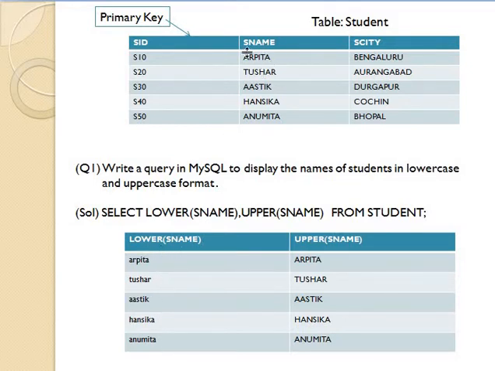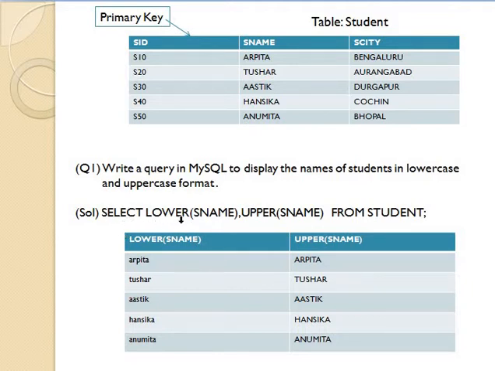So you can see for the first entry Arpita of the SNAME column of the table student, which is in uppercase format, the corresponding entry for Arpita under the lower of SNAME column of the output table is in lowercase or in small letters. So the rest of the entries, Tushar, Astik, Hansika and Anumita, for the same column SNAME in the table student, are represented in lowercase or in small letters for the column lower of SNAME in the output table.